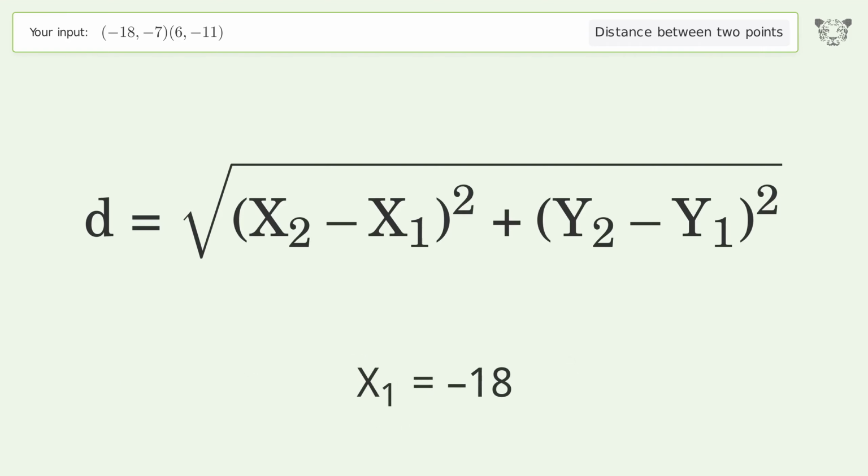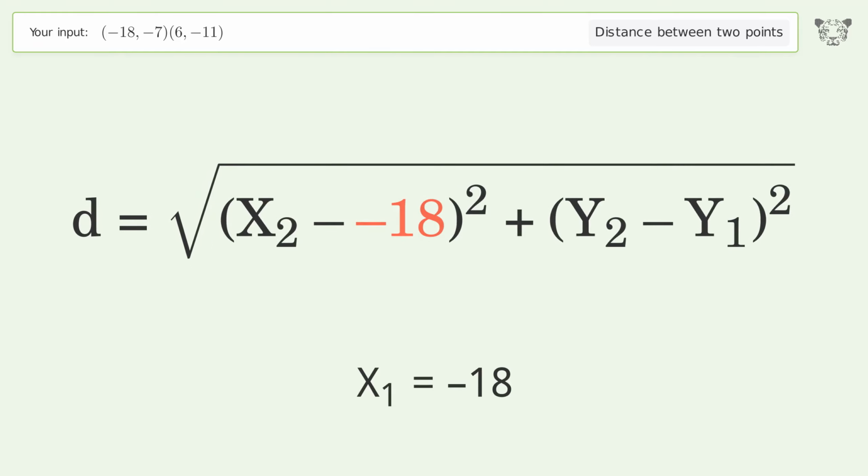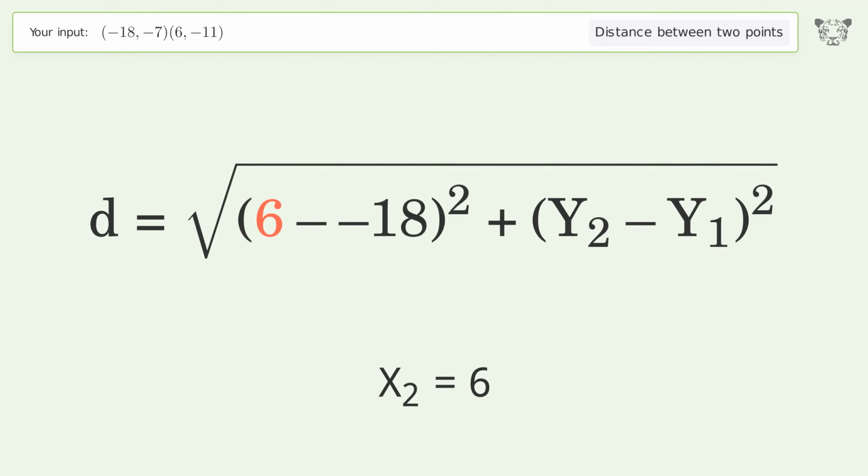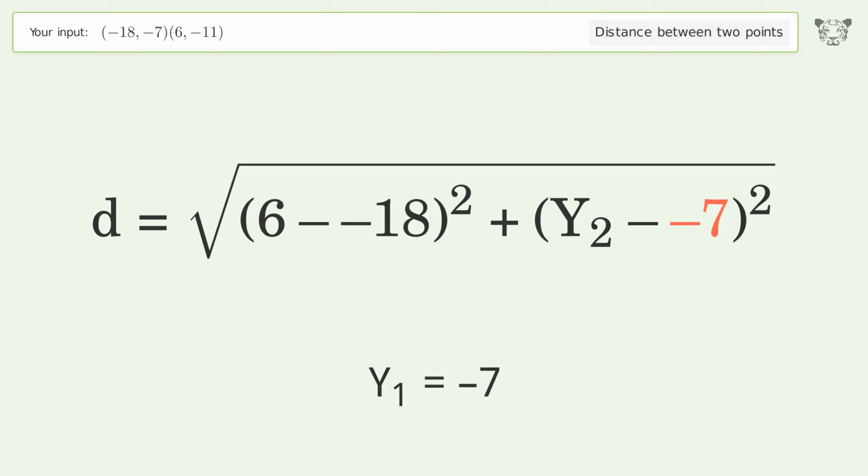x1 equals -18. x2 equals 6. y1 equals -7. y2 equals -11.